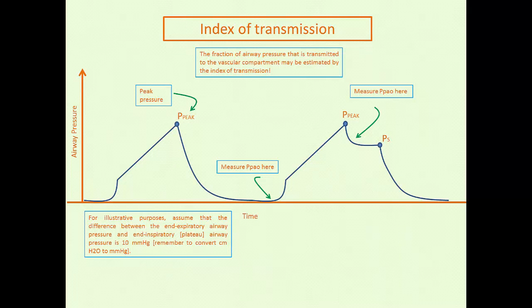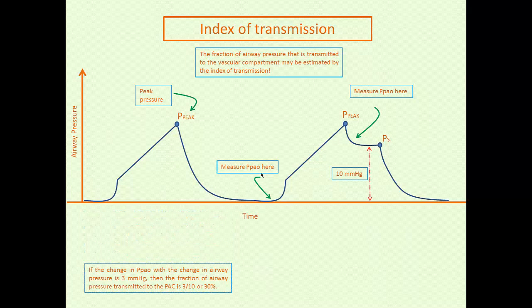So say for illustrative purposes, this patient has a PEEP of 5, so their airway pressure is 5 centimeters of water. And then they have a plateau of, let's say, 18. So 5 to 18 centimeters of water is the change in airway pressure. Well, that's a change of 13. 13 centimeters of water is equivalent to 10 millimeters of mercury. So this change in airway pressure converted to millimeters of mercury is 10. And I've done this to make the math easy.